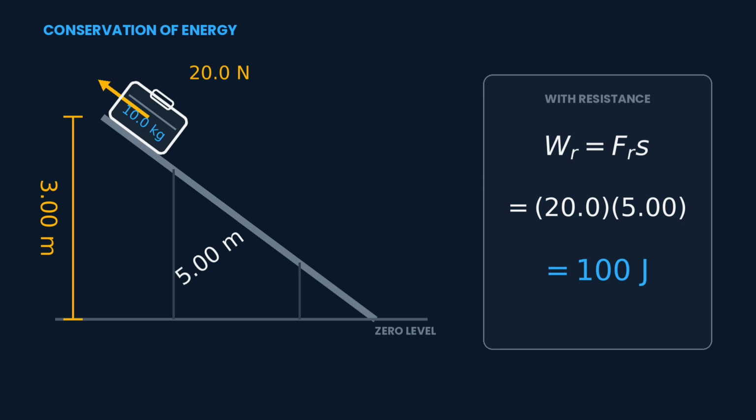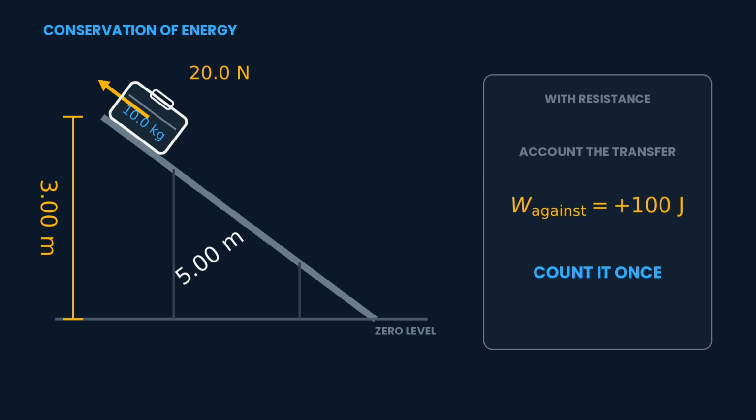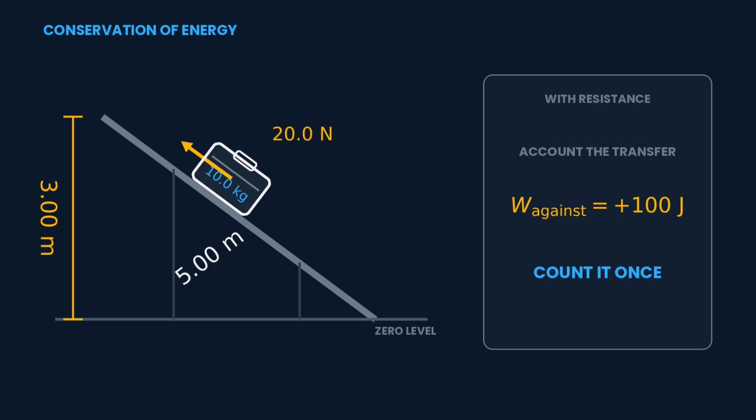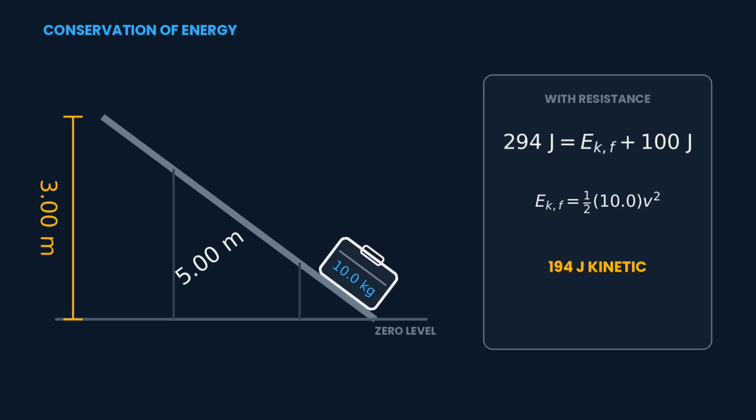20.0 × 5.00 gives 100 joules. The work done by the resistance is negative 100 joules. Equivalently, enter positive 100 joules as the work done against the resistance. Choose one convention and don't end up counting the transfer twice. At the bottom, 100 joules has increased internal energy, leaving about 194 joules of kinetic energy.